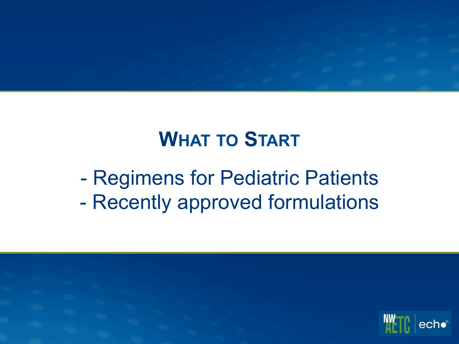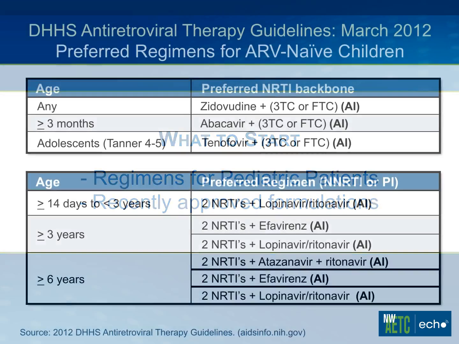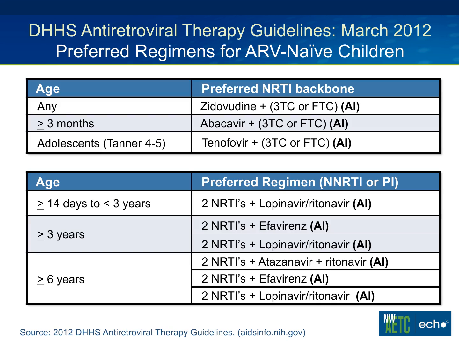You can see the other thresholds here. Greater than 6 years old, it's basically the same as the adult guidelines, and then 1 to 5 years, a higher CD4 count threshold there at less than 500. So let's turn to what to start, which gets to be a little bit more complicated in these populations.